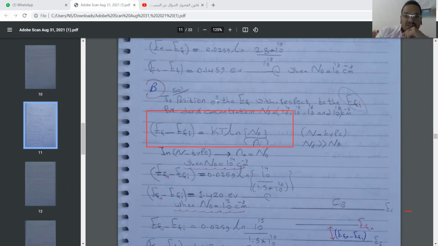Okay, let's draw this. And after that, let me draw this. EC, and the last one. Actually, I draw it below, I think. Intrinsic level EFI. Here, the first thing we must note is whether we're dealing with P-type or N-type. Here we're dealing with N-type.